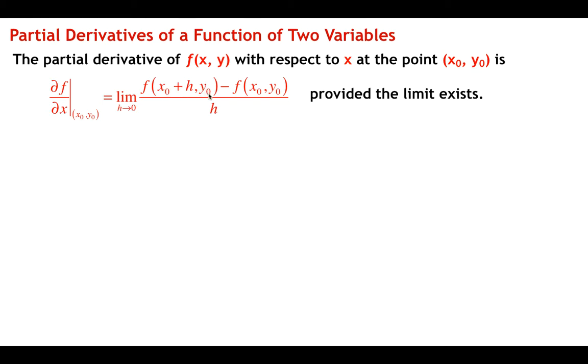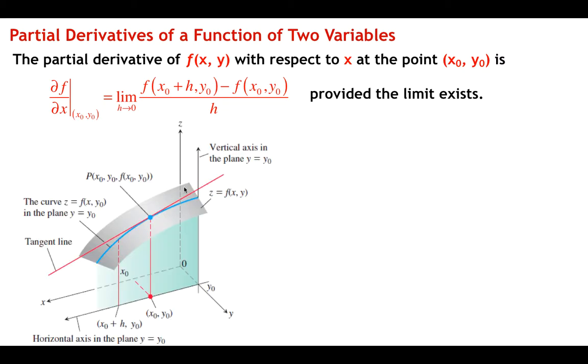Geometrically, if there is a surface, say this one given in gray, and I fix y equal to y naught, that means I cut this surface with the plane y equal to y naught, and the surface will be cut and it will give a curve. This curve is z equals f of x, y naught, because y equal to y naught cut this surface.